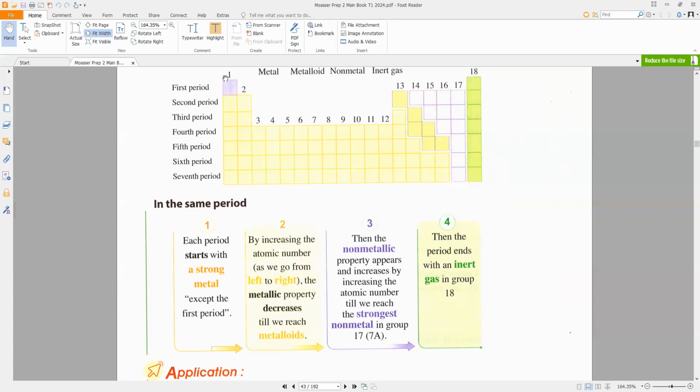Hydrogen is a non-metal, and the metallic property in the period decreases, reaching the metalloids. After that, the non-metallic property increases, reaching the strongest non-metal, group 7A or 17. Then group 18 or 0, the noble gases, is at the maximum right side of the table. This is the shape of element types in the modern periodic table.